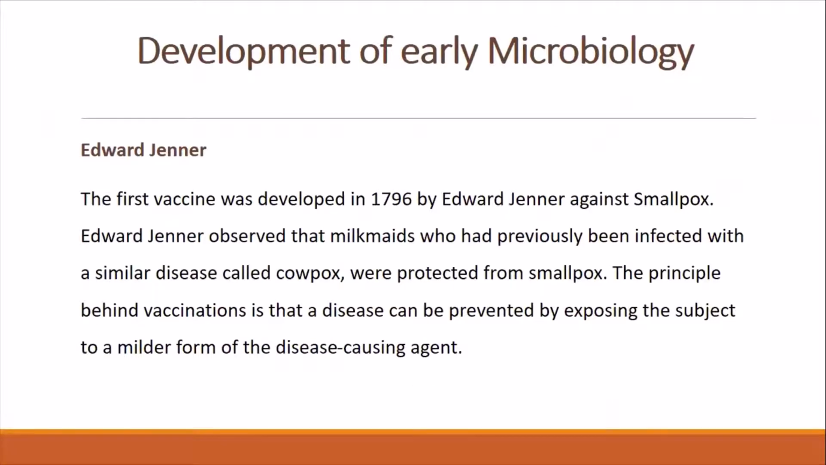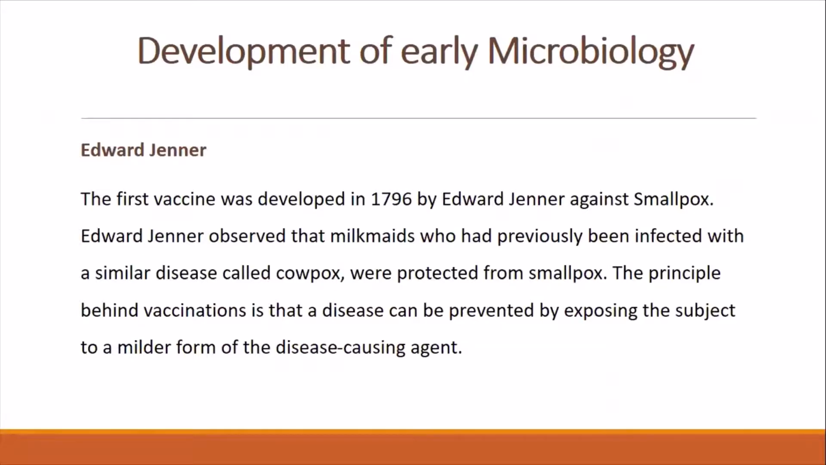Development of early microbiology. Edward Jenner came up with the first vaccine in 1796, for smallpox. He observed that milkmaids who had previously been infected with a similar disease called cowpox would have lesions on their hands, which they got from milking the teats of the cows.